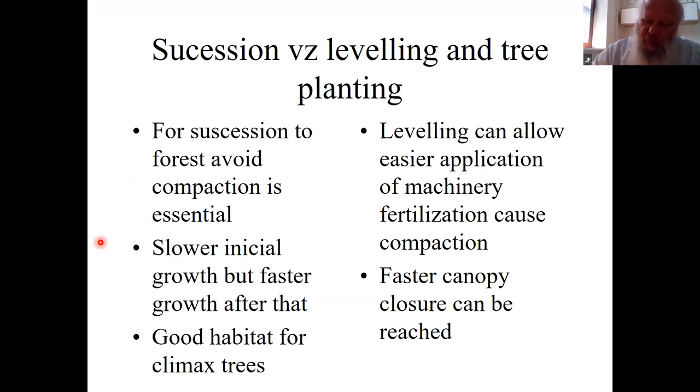Okay, so if we wrap this up and compare succession versus leveling and tree planting, for succession we really need to avoid compaction, and we want to keep as much spatial heterogeneity as possible, because this spatial heterogeneity creates safe spaces where the seeds can establish. We might have slower initial growth, but faster growth after that in successional sites. And successional sites are a good habitat for climax trees.